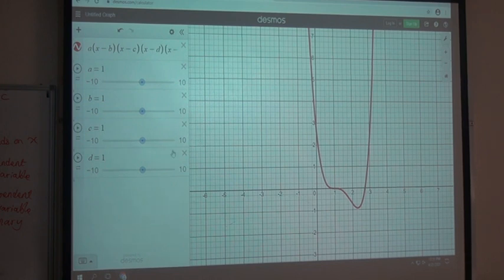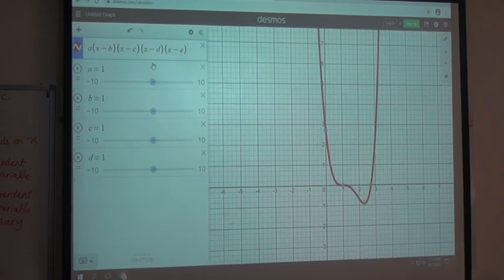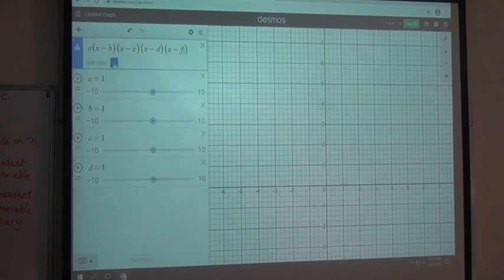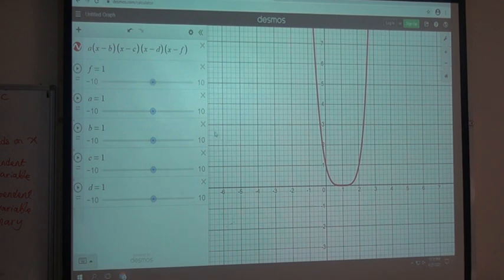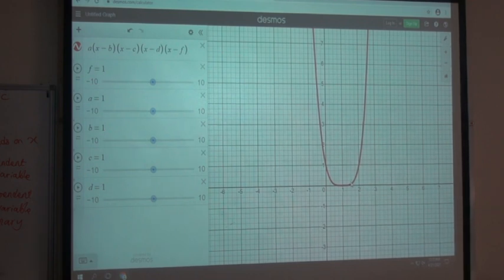There isn't one for e. Did I miss anything? There's no e, probably because e is seen as exponential. So this is everything 1. So this is more or less x minus 1 raised to the power 4.